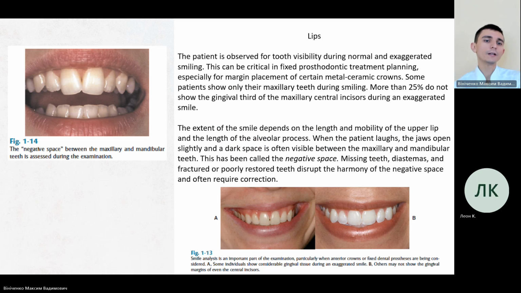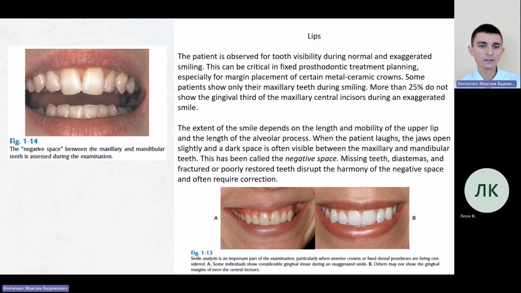Lips. The patient is observed for tooth visibility during normal and exaggerated smiling. This can be crucial in fixed prosthodontic treatment planning, especially for margin placement of certain metal ceramic crowns. Some patients show only the maxillary teeth during smiling. More than 25% do not show the gingival third of the maxillary central incisors during an exaggerated smile.